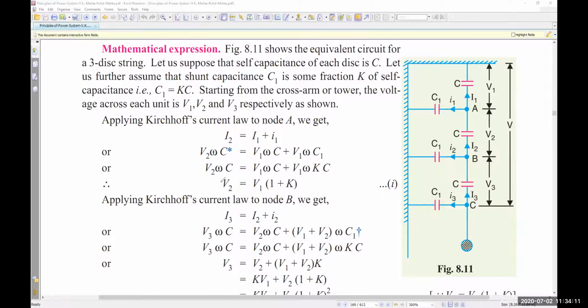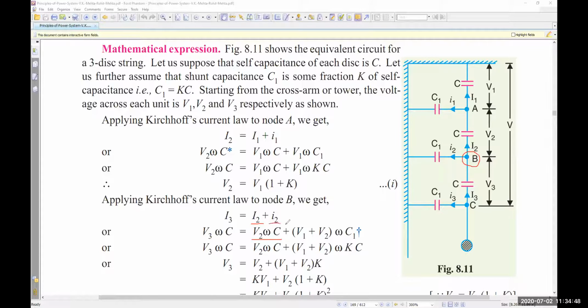Using Kirchhoff's current law, make the formula. For the next one, at node B, how many currents are going and leaving? 3. I3 is going to the node, that means incoming current. So I3 is equal to I2 plus I2. I3 will be V3 omega C, and capital I2 will be I1 plus V2 omega C.